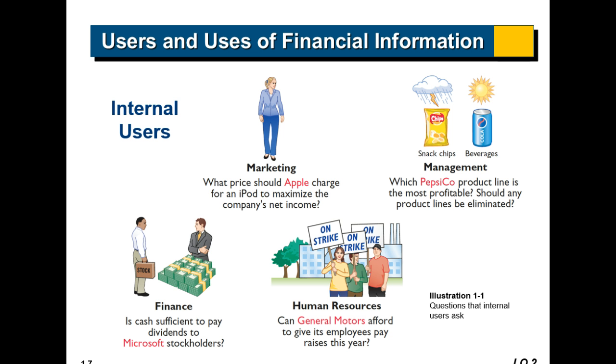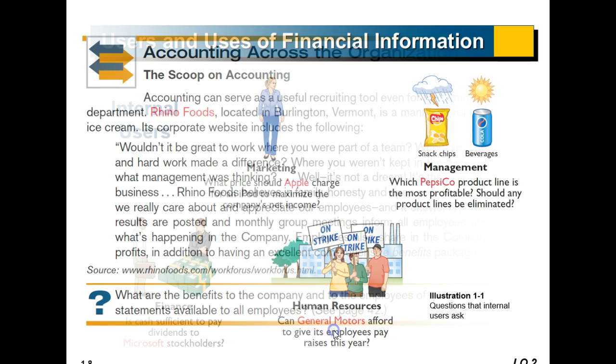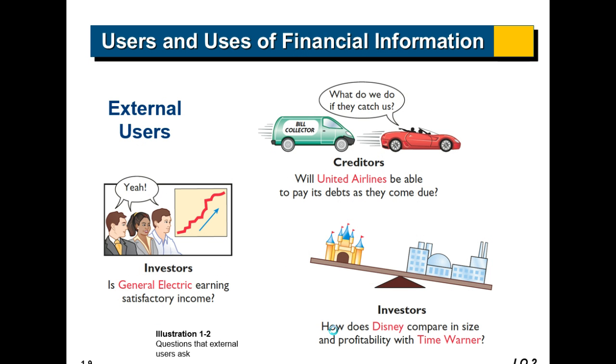HR, what happens? General Motors is going on strike again, so they want raises. Do they have the ability to pay raises? Where's that money going to come from? Are they going to increase the car sales prices? How's that going to work? How do they compare with Toyota, who's not in the union? So here are different sources of people inside the company who need information, and they get that information from financial statements internally.